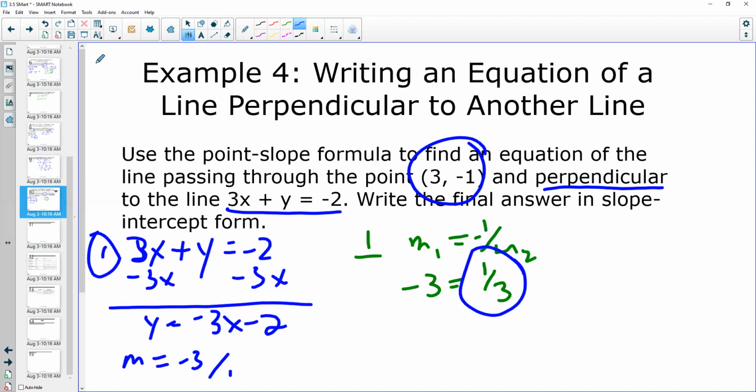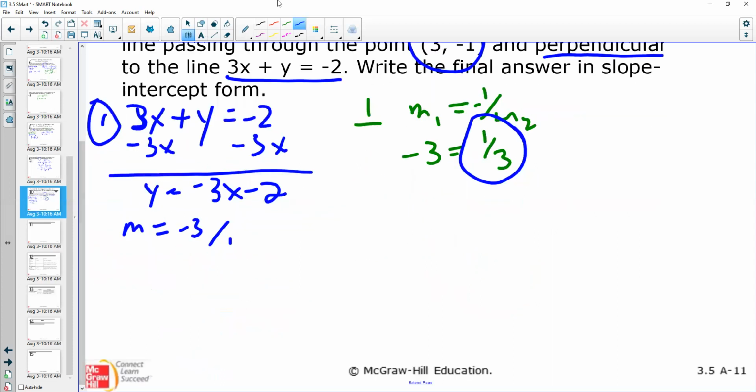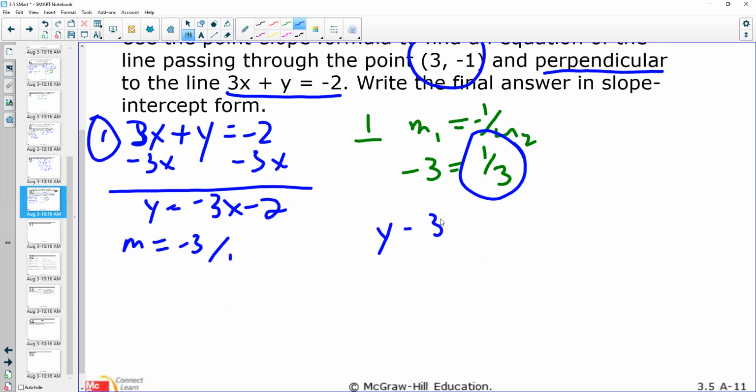I'm going to run out of room. That's going to be fun. When I run out of room, I'm going to get, let's see, y minus 3, I think that's a 3 up there, equals 1/3 x, oh, that's the x point, that's y minus -1, sorry, I should actually use the y coordinate, x minus 3. Okay, now I just have to simplify.